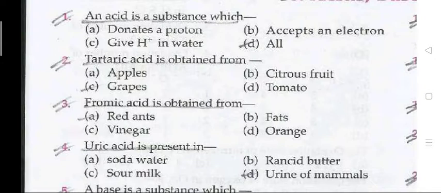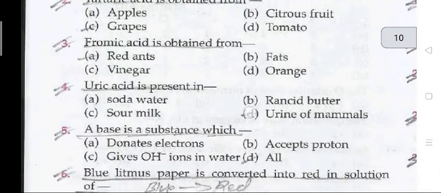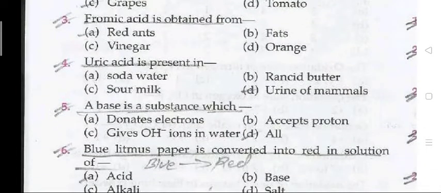The next question, question number 2. Tartaric acid is obtained from grapes. Question number 3. Formic acid is obtained from red ants. Question number 4. Uric acid is present in urine of mammals.